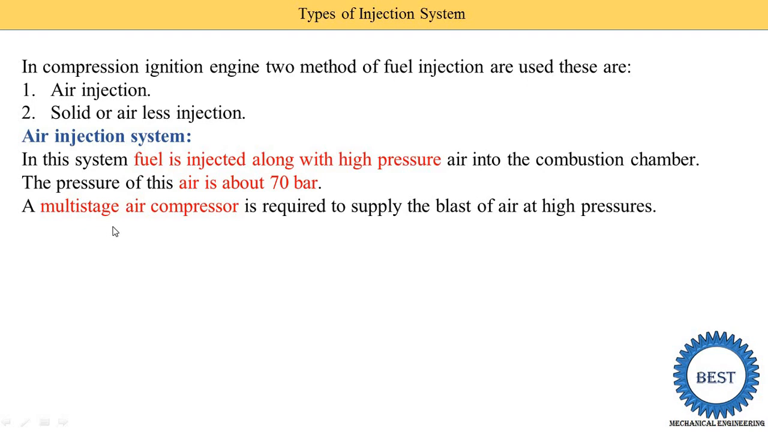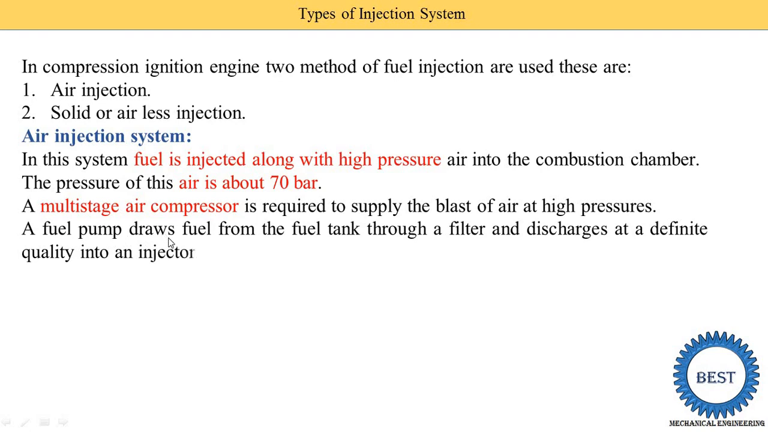A multi-stage air compressor is required to supply the blast of air at high pressure. To achieve this high pressure of air, that is 70 bar, which is very high, we require a multi-stage air compressor. So our diesel engine cost is increased, because we need an extra compressor and its maintenance, which has lots of components. So this is the disadvantage of using the air injection system, because we require a multi-stage air compressor.